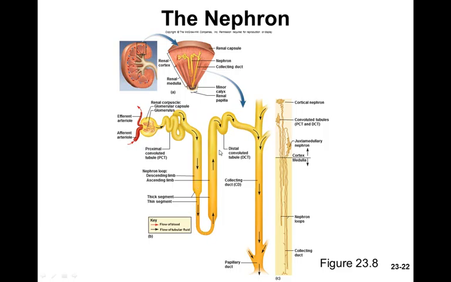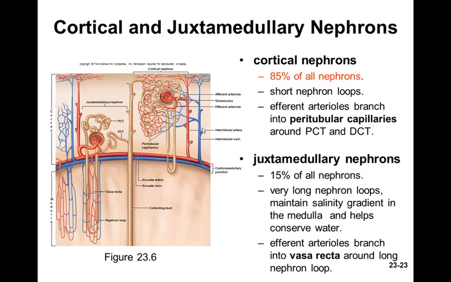Here is the nephron loop. Notice descending limb, ascending limb. Notice thick segment, thin segment, thick segment again. Then we go to the DCT, and then of course we go into the collecting duct. Excellent, excellent image of the anatomy of the nephron.